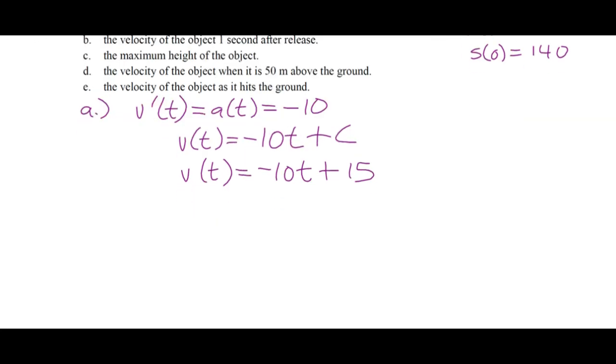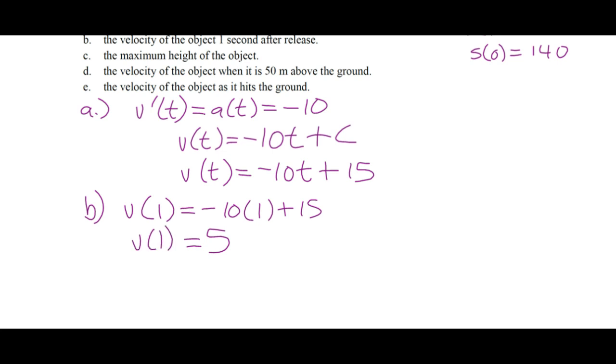The velocity of the object 1 second after its release. So v of 1 is negative 10 times 1 plus 15, which is 5. Is that it? Should I just stop there? Yeah, let's put in some units. We got 5 meters per second. So v of 1 is positive. What does that tell you? It's still going up. Yeah, it's got a positive velocity, so it's still going up.